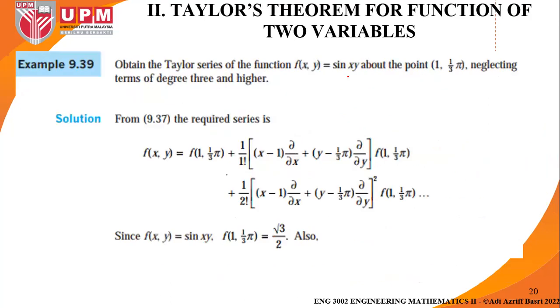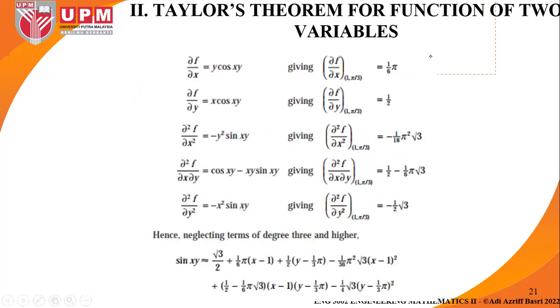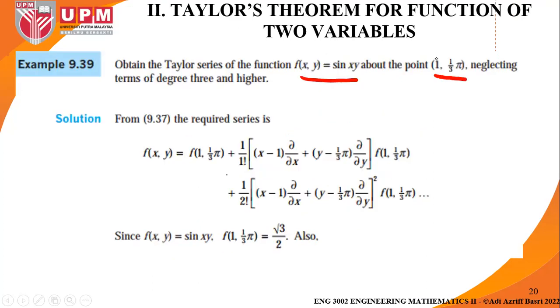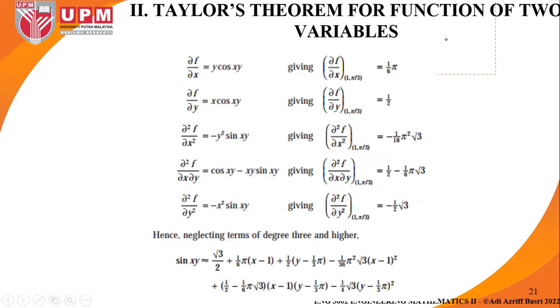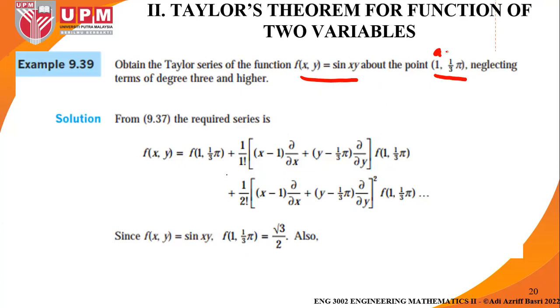So we go through the examples in order for you to see more clearly how to use this Taylor series. For example, example 9.39: obtain the Taylor series of the function f(x, y), which is the function of sine xy, about the point (a, b), where a is 1 and b is pi over 3.